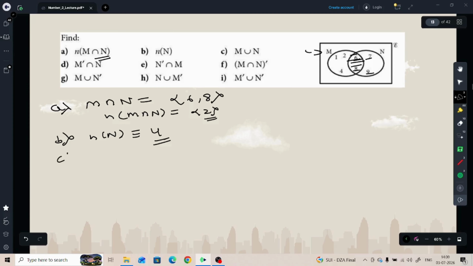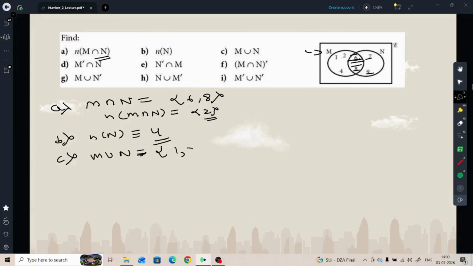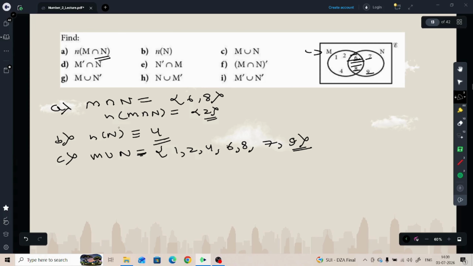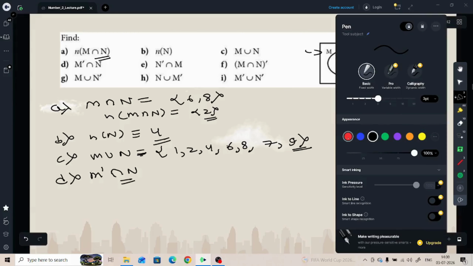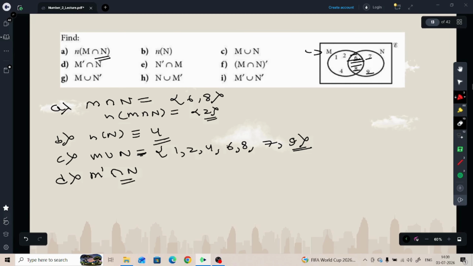Direct. C part, M union N. What are the elements present in M union N? So let's see. 1, 2, 4, then 6, 8, 7 and 9. Simple. Very, very simple. Okay. Then comes the tough part. That means M complement intersect N. Okay, that's the part. So let's discuss it.